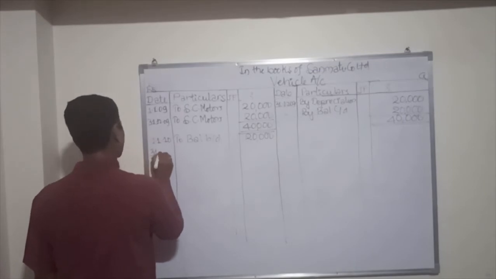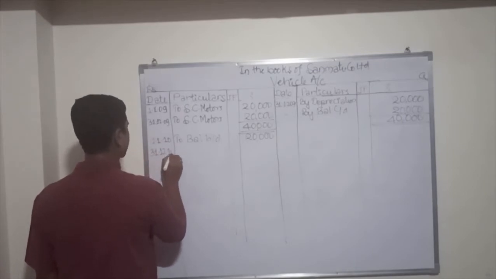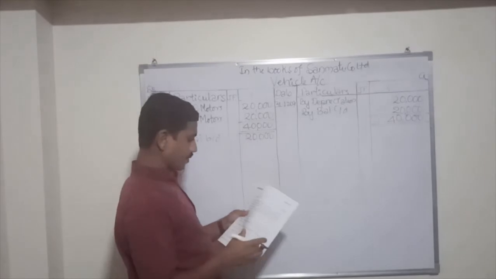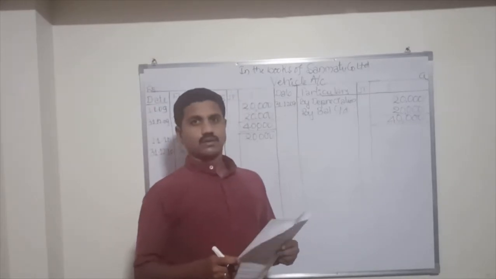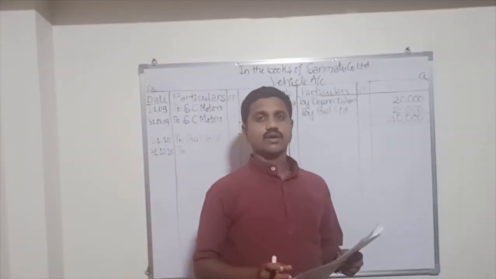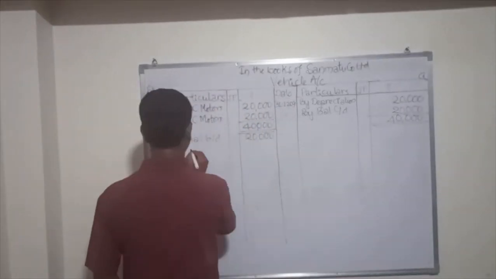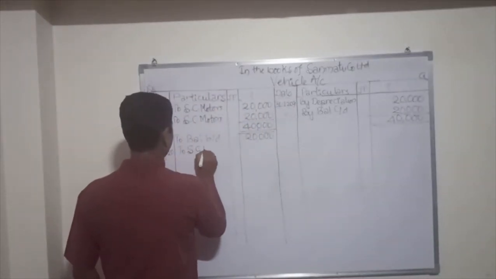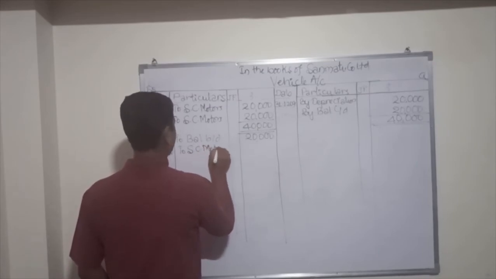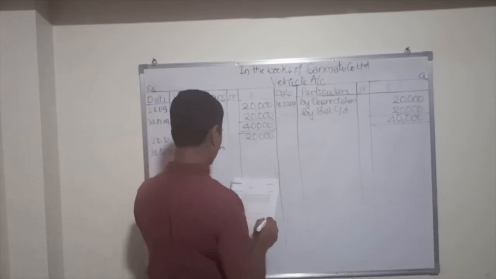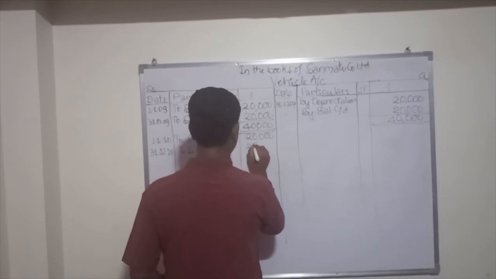Second installment is due on 31st/12/2010. Then the entry will be vehicle account debit, interest account debit to SC Motors. In the second year the interest charge is 12,000, and 20,000 is the principal. So again it comes to 40,000 here.